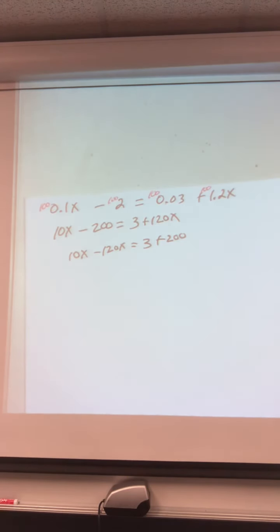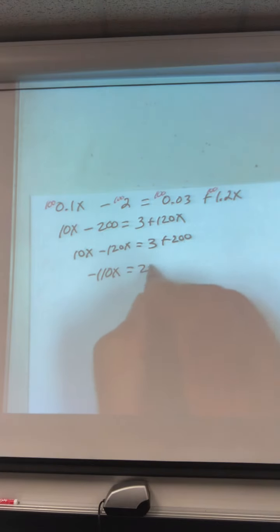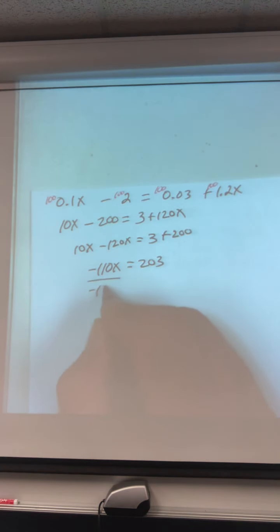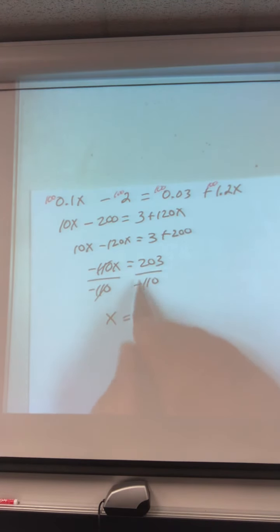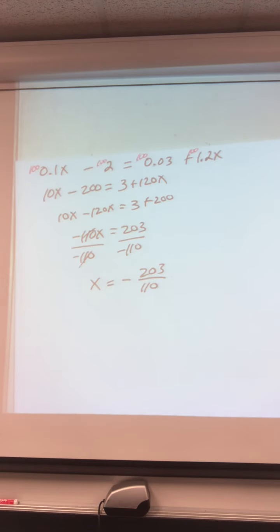And then we get negative 110x equals 203. Divide both sides by negative 110. That cancels, leaves 1x. And a negative into a positive is a negative. We typically just put it out front instead of leaving it in the bottom. And 203 over 110 does not reduce.